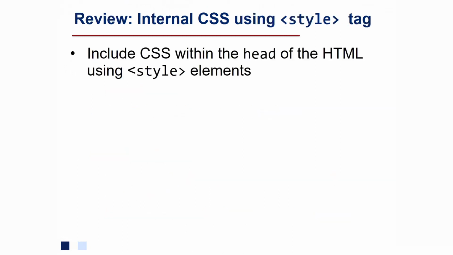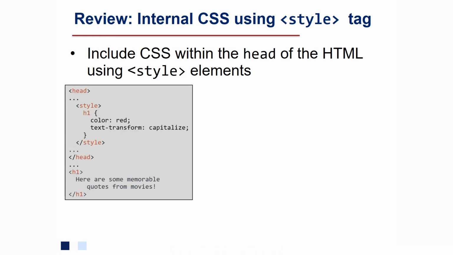Now, the second way of getting CSS into our HTML pages is what we can call internal CSS, using the style tag. As we saw at the end of the last lesson, we can put the style tag in the header of the HTML, and then we can specify the different appearance of different elements in our HTML page. For instance, in this case, within the head of our HTML, we have the style tag, or style element, and we're going to say that anything that's H1, anything that's a level 1 header, will be red and will be capitalized. We'll capitalize the first letter of each word.